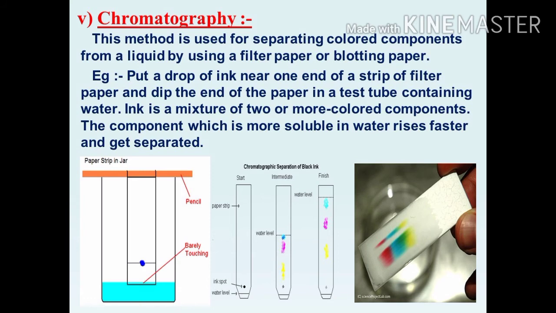See the second picture. In the second picture, the chromatography separation of black ink. At first, starting ink spot, water level, paper strip. The second diagram, water level, black ink. They are spotting black ink, but at last they are getting three colored components. One is yellow, one violet, and also one blue color. These three colored components mixed together to form a black ink.